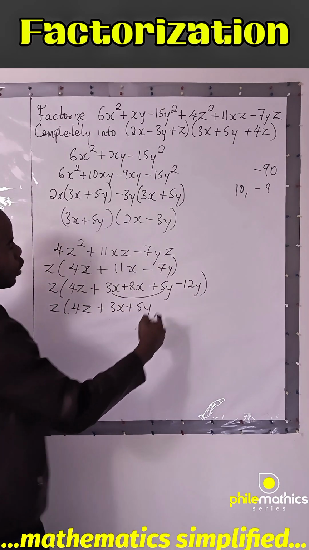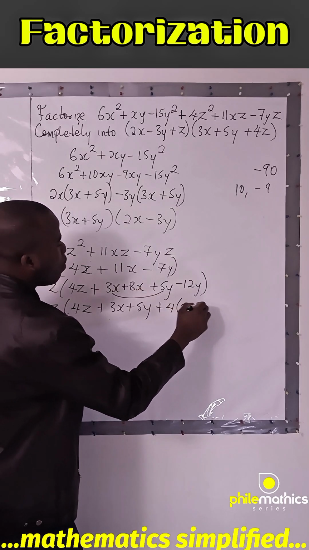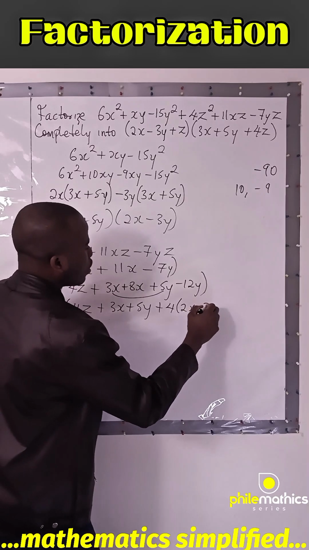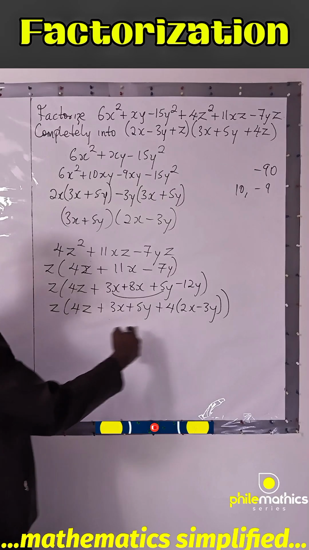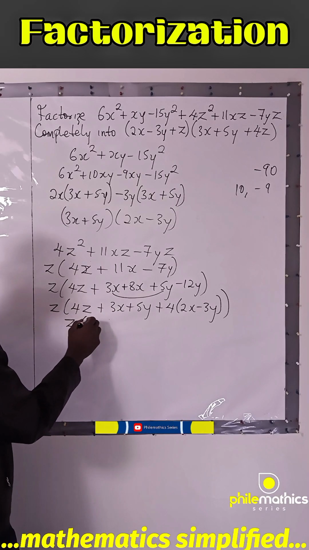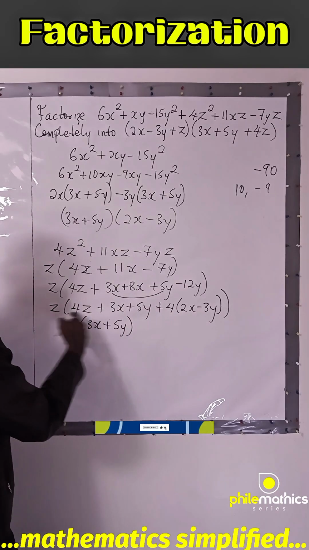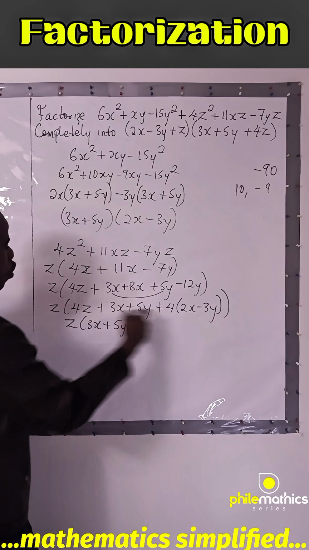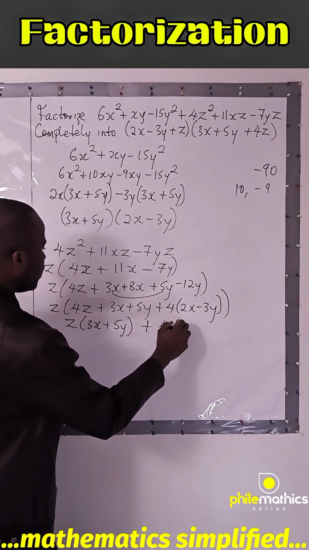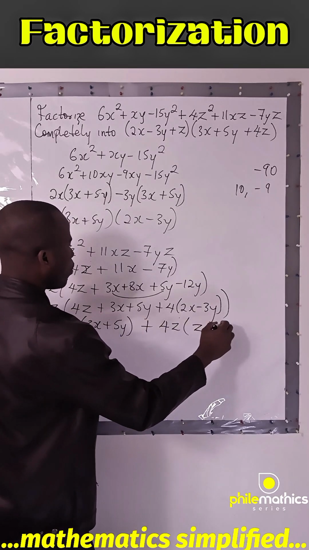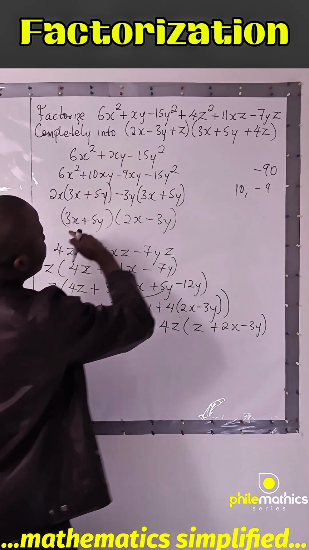With these two, 4 is common. I can factorize 4. I have 4 bracket 2x minus 3y, which is what I'm having here. Now, if I open this bracket and factorize further, I will have z, 3x plus 5y. This with this, 4 is common between these two. I'll have plus 4z plus 2x minus 3y. Now, with this factorization, I can combine it with what I've gotten here.